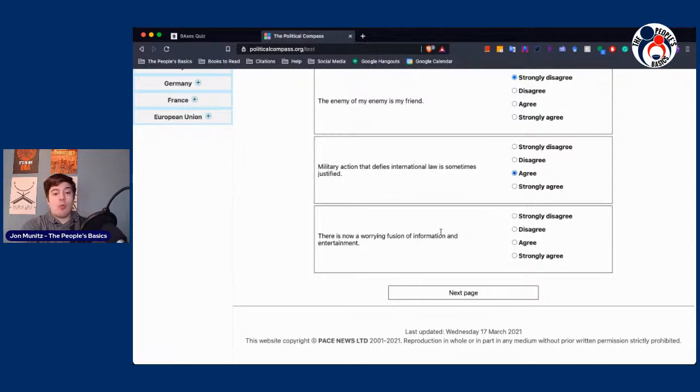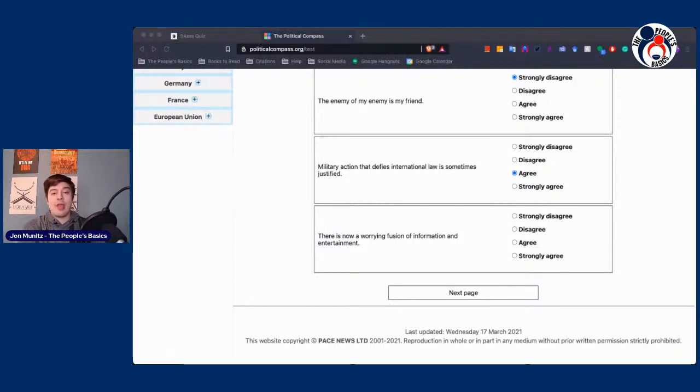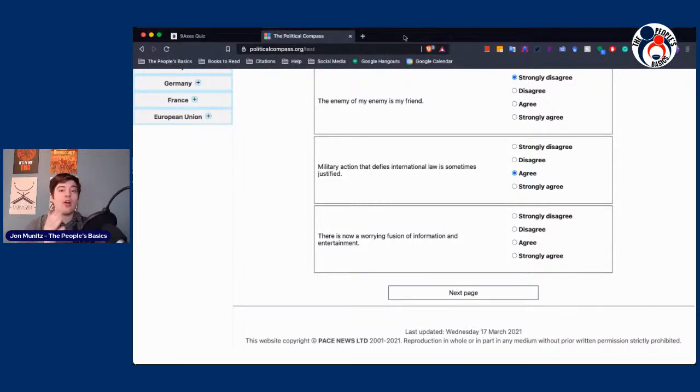Next, there is now a worrying fusion of information and entertainment. I have a lot of feelings on this, frankly. Here's the thing. We are trying to provide content. Right now, what you are watching is a form of information and entertainment. If we were not entertaining, frankly, none of you would watch. That's the fact of the matter.